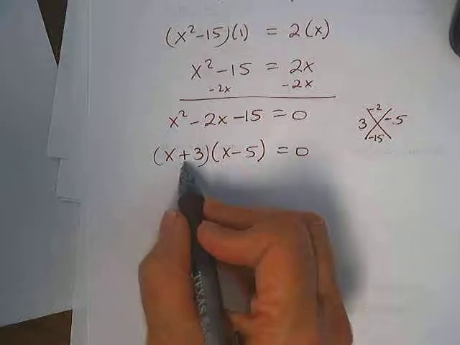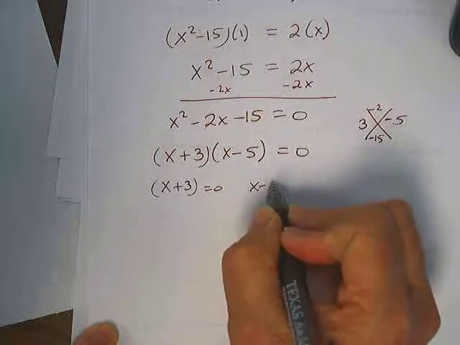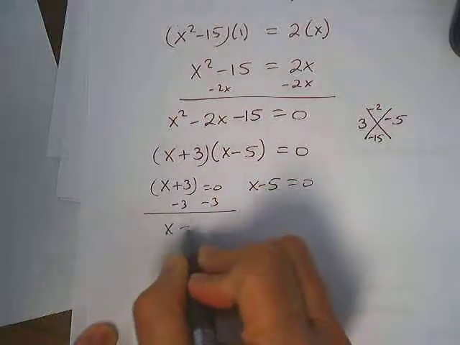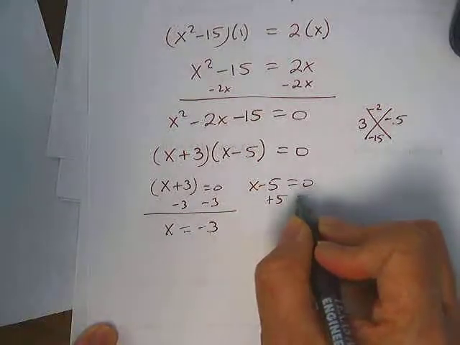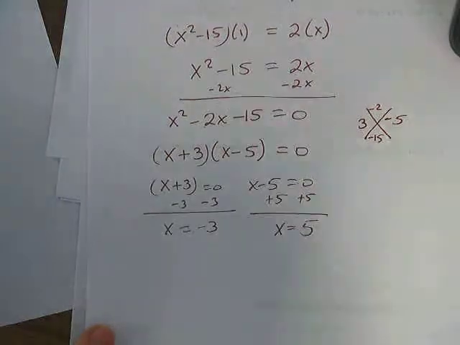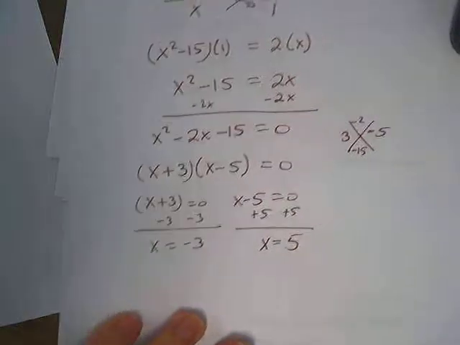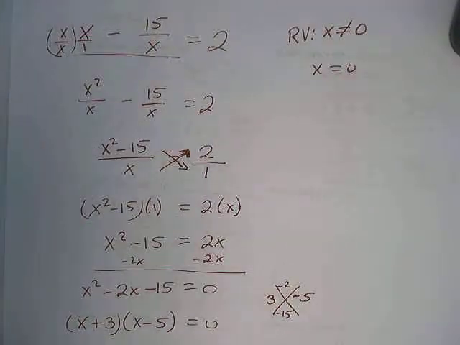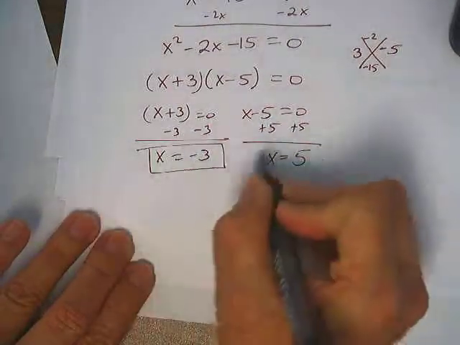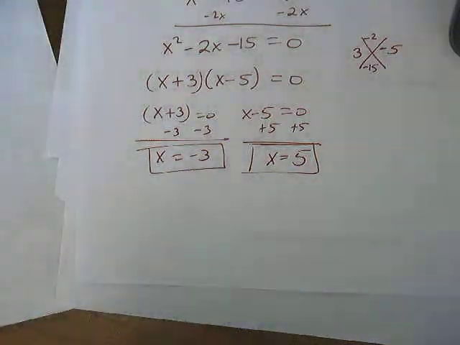And when we're solving these, we set each factor equal to 0. So x plus 3 equals 0, x minus 5 equals 0. Subtract 3 and we get x equals negative 3. On this one we have to add 5 and we get x equals a positive 5. So this equation, we end up with two answers. And let's compare those with our restricted value. Our restricted value is 0, so these do not equal the restricted value. So both of these are solutions. We have two answers to this problem. Perfectly okay?